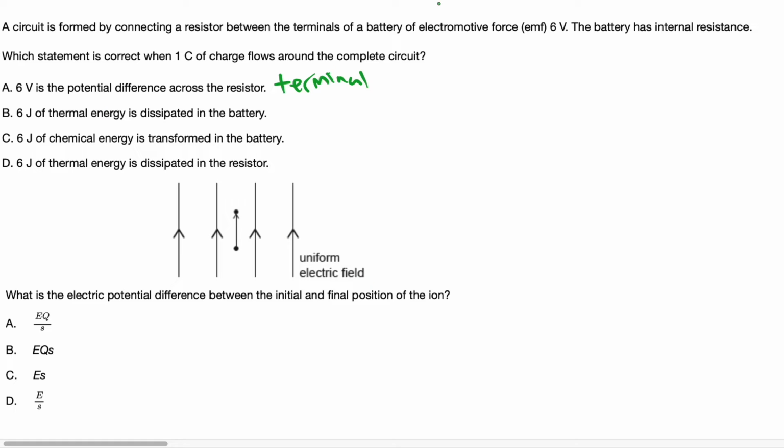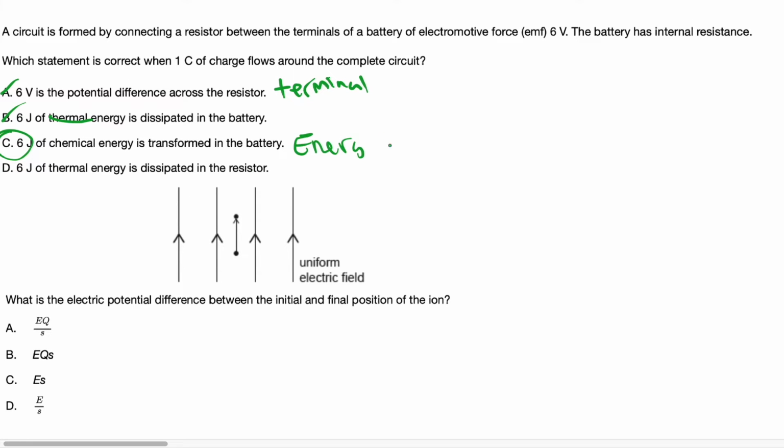6 volt is the thermal energy dissipated in the cell. This is also wrong. It's not thermal energy. 6 volt of chemical energy is transformed in the battery, so this is correct. This is about energy transformation in the cell. Chemical energy is converted to electrical energy.